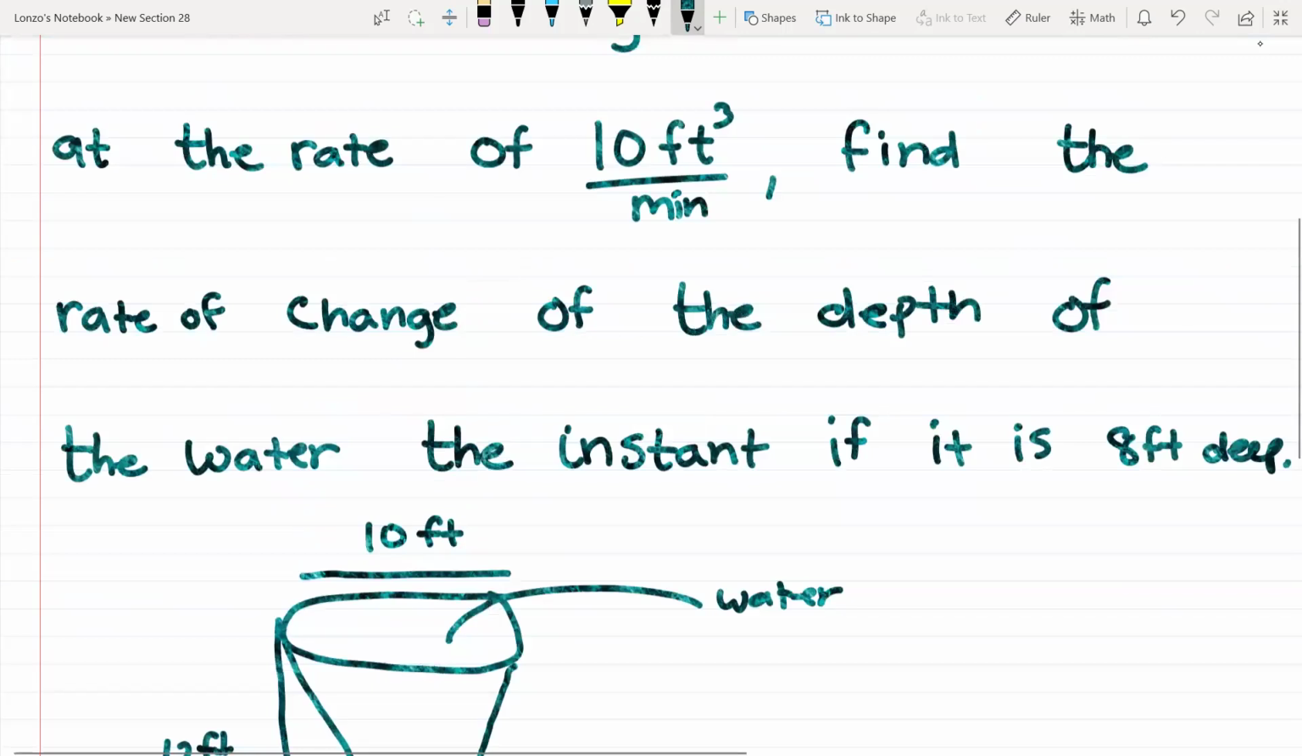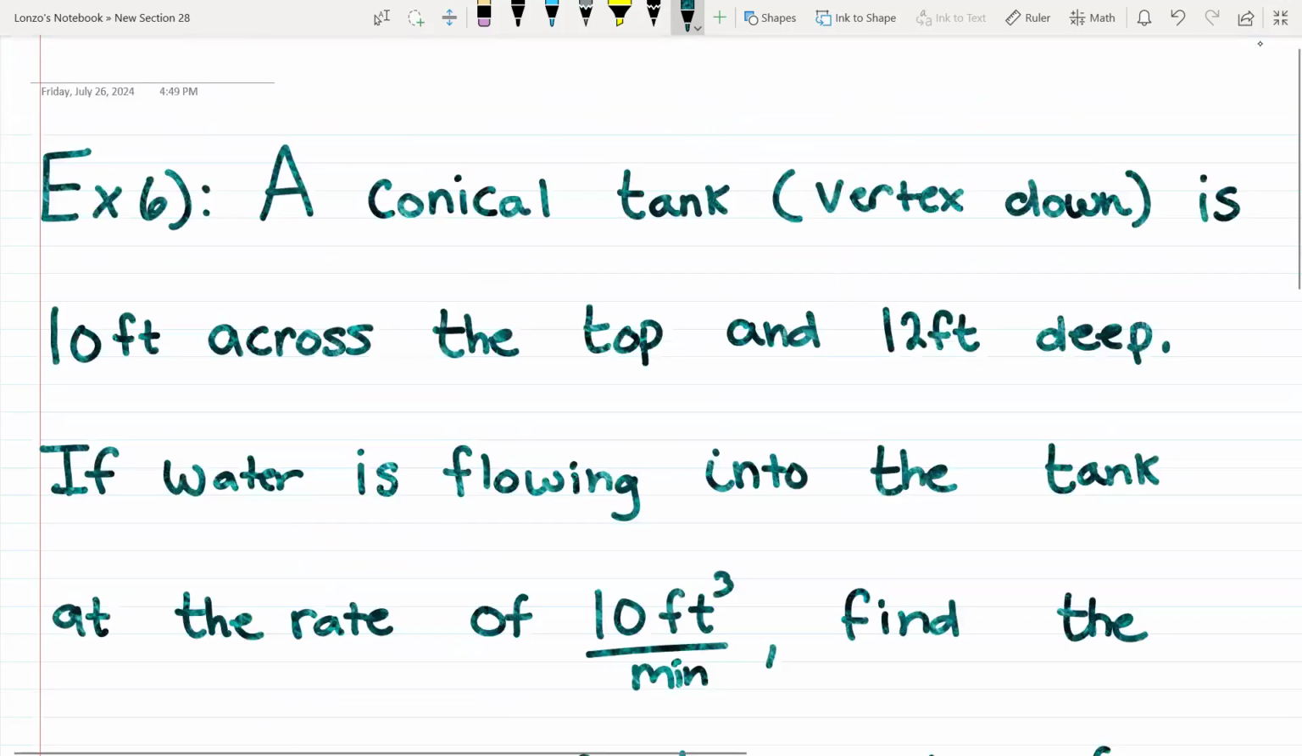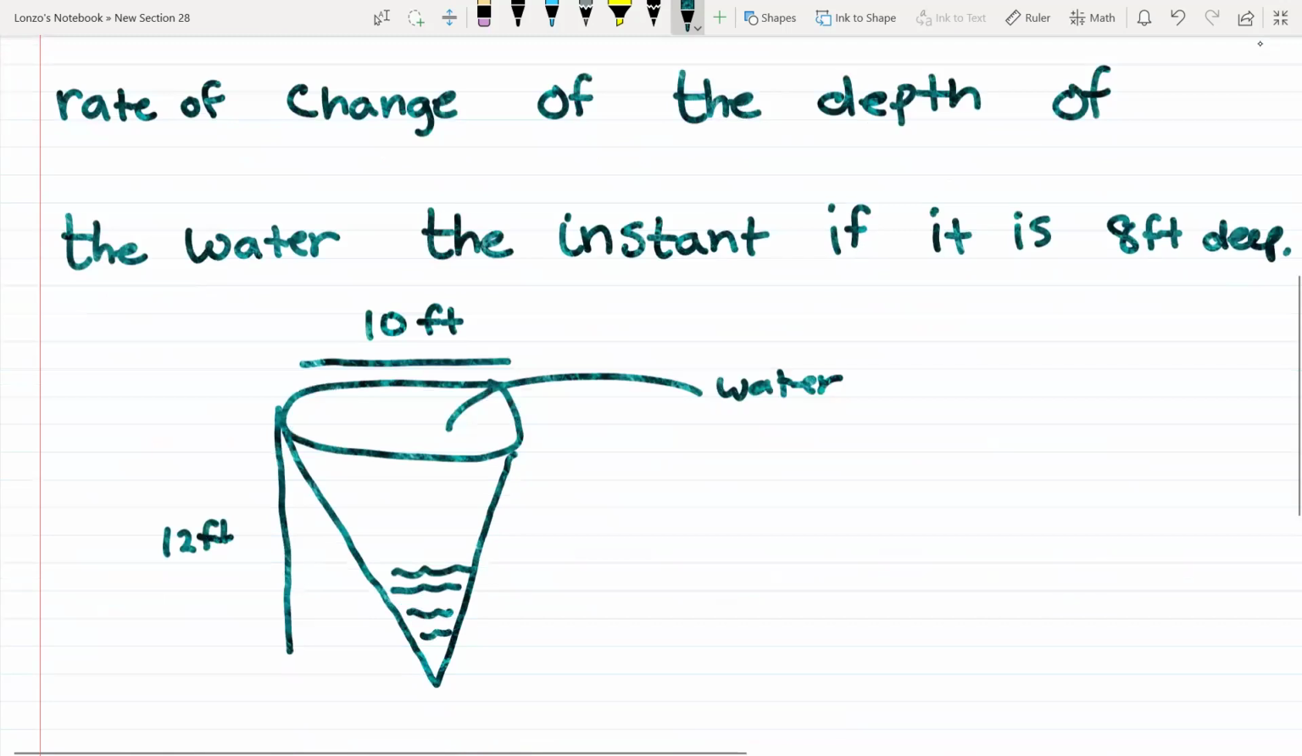And then they tell us that this is before water is flowing in. So when water is flowing into this cone, the height and the diameter will no longer be 12 feet. It's going to change, right? Kind of like a balloon. When you put water in a balloon, nothing stays constant.